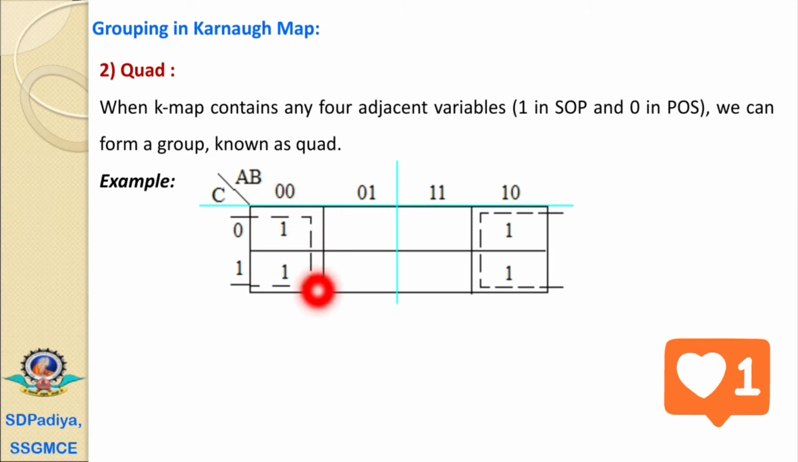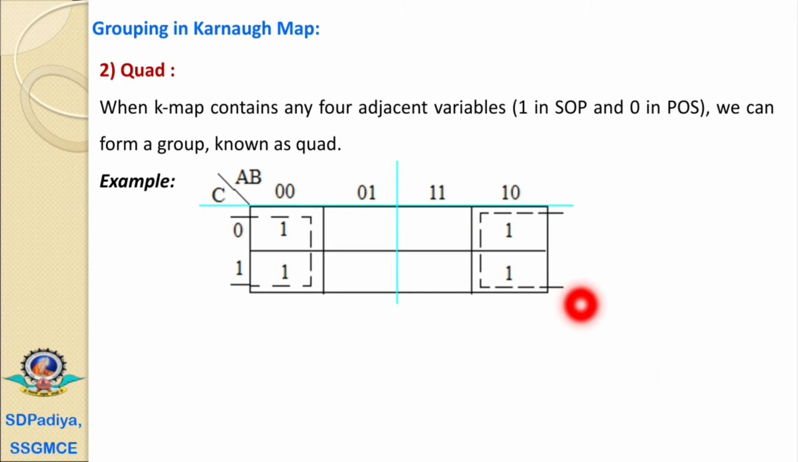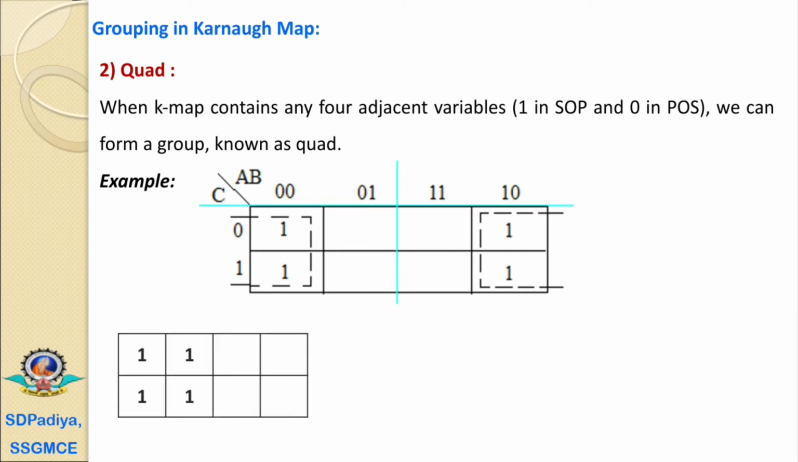Therefore these 2 positions for the first column and the 2 positions for the last column are adjacent. Hence we can form a group of these 4 variables, and the group of 4 variables, that's what we call a quad. If we have the example with this 8-cell K-map and 1, 1, 1, 1 at the particular position, here we can directly observe that these 4 cells are adjacent. Therefore we can form a group of 4 variables.